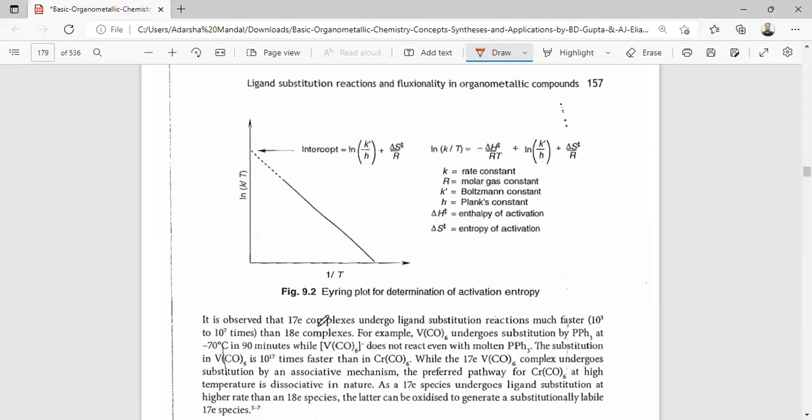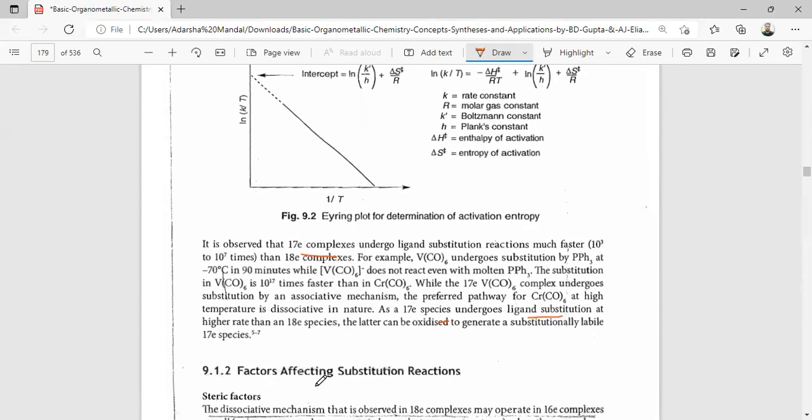It is observed that the 17 electron complex undergoes ligand substitution reaction much faster than the 18 electron complex. For example, V(CO)6 undergoes substitution by PPh3 at -70°C in 90 minutes, while Cr(CO)6 does not react even in molten PPh3. The substitution of V(CO)6 is 10^10 times faster than Cr(CO)6, and the 17 electron V(CO)6 complex undergoes substitution by an associative mechanism, while the preferred pathway at high temperature is dissociative in nature. So as a 17 electron species undergoes ligand substitution at a higher rate than the 18 electron species, the latter can be oxidized to generate a substantially labile 17 electron species.